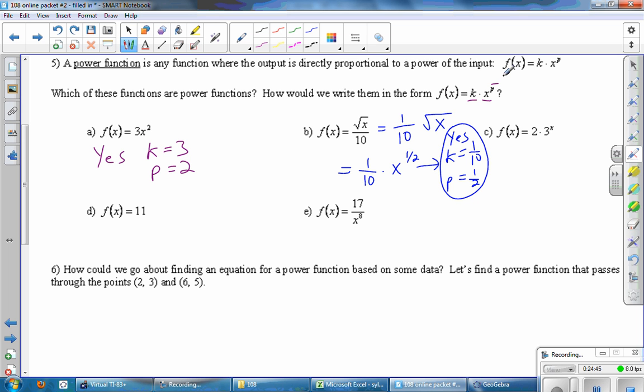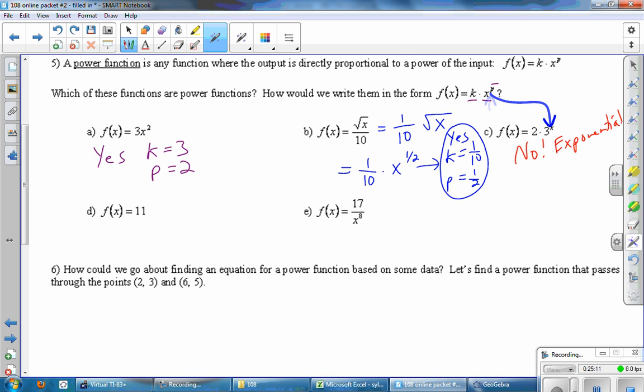Part C. f of x equals 2 times 3 to the x. Does it look like a number times x to a number? A number, yes, times x, no, to a number, no. This is not a power function. Bonus points, call it an exponential function. That's what it is. It's very different. The form kind of looks similar, but where the x is completely dictates what we call the thing. And the reason we have different names for these functions is so that we can talk about them as families of functions.